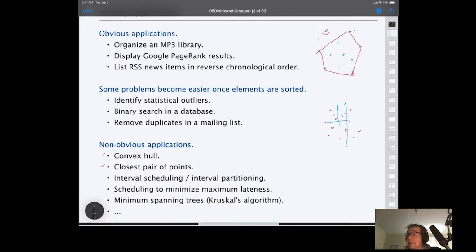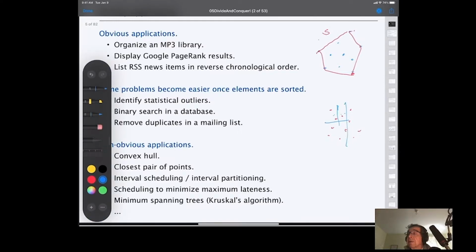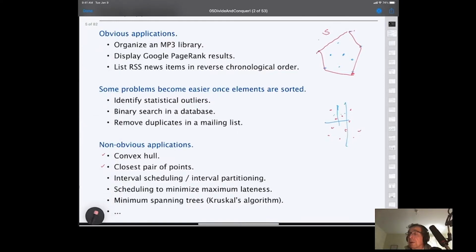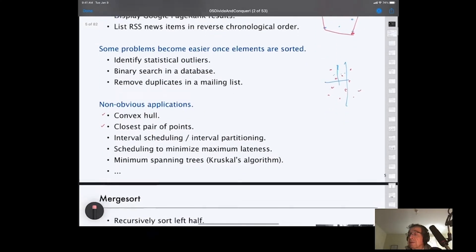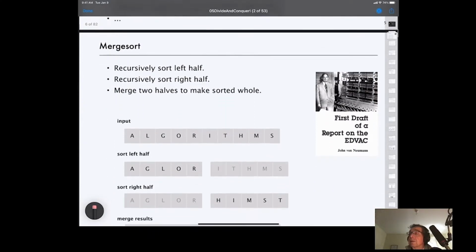So other examples are interval scheduling, interval partitioning, and minimum spanning trees like Kruskal's algorithm. We'll see that in a while.